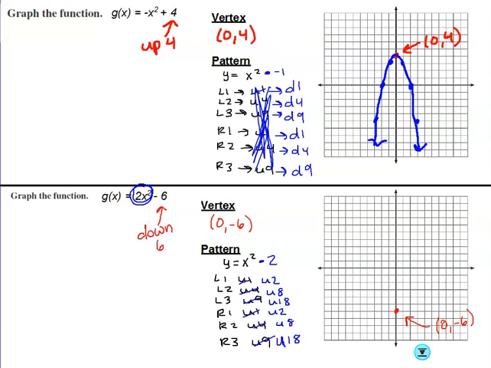We now follow that pattern from the vertex. Starting at the vertex, left 1, up 2, back to the vertex, left 2, up 8, back to the vertex, left 3, up 18, which would be a little off my graph, back to the vertex, right 1, up 2, back, right 2, up 8, back, right 3, up 18, which is a little off my graph, and then we connect the dots the best we can. And there's the graph of your parabola.